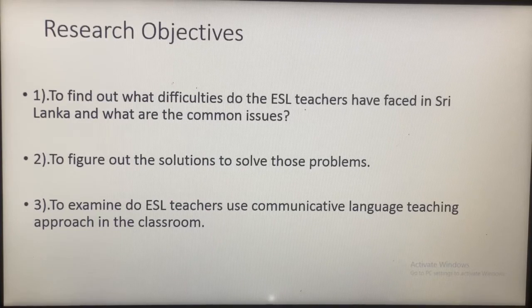My research objectives are to find out what difficulties ESL teachers have faced in Sri Lanka and what the common issues are. Also, I want to figure out solutions to those problems and to examine whether ESL teachers use the communicative language teaching approach in the classroom.